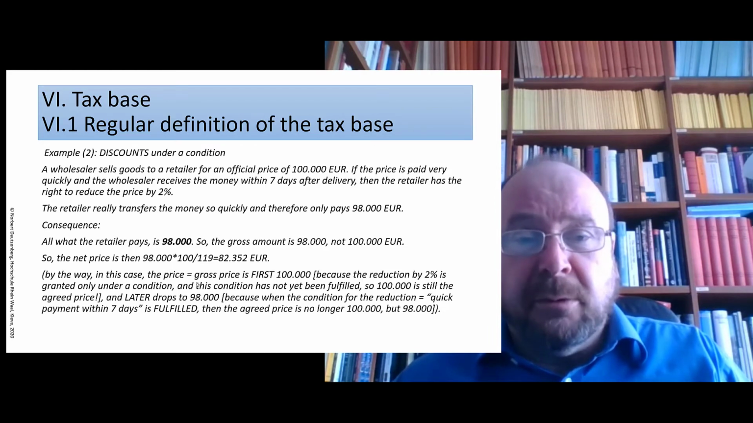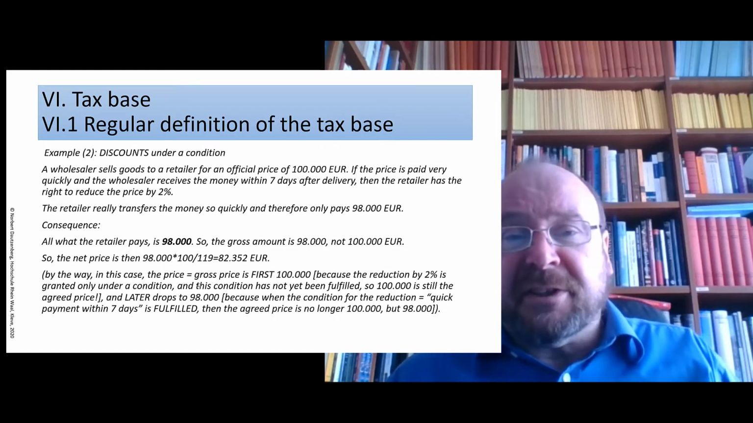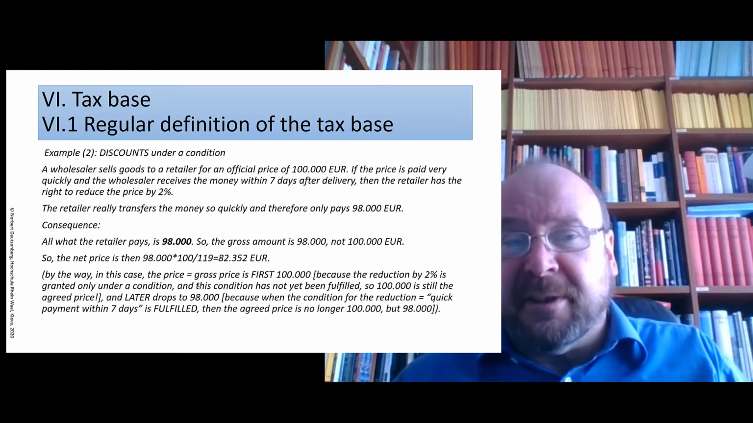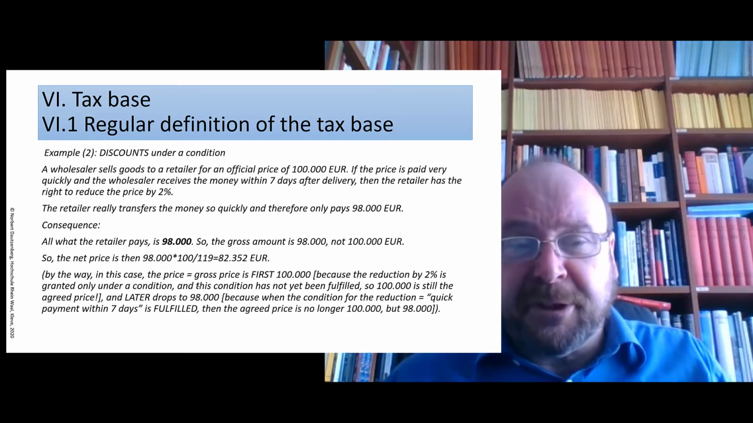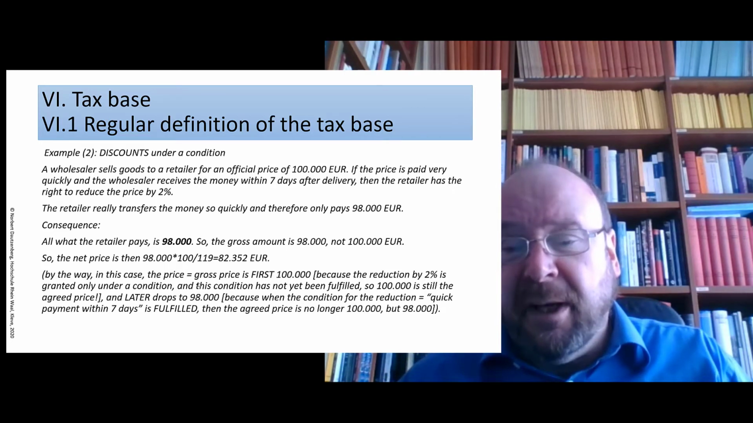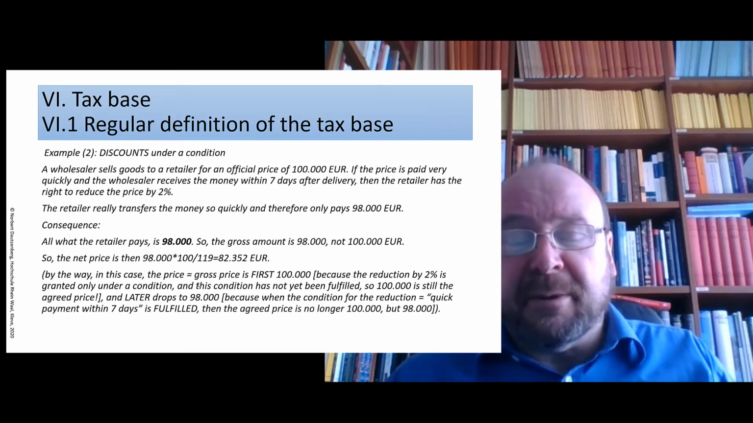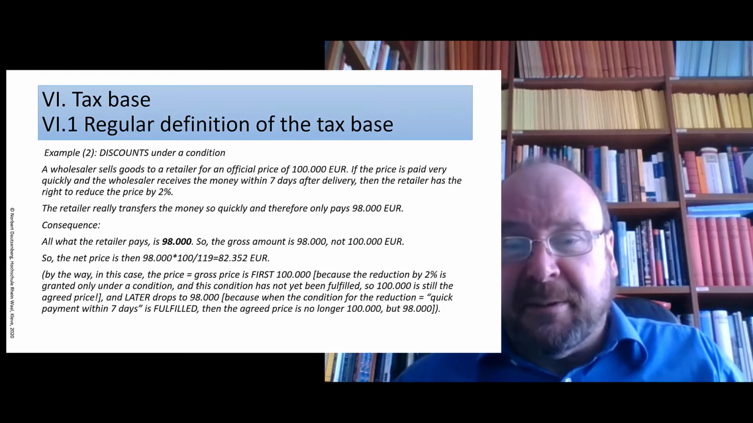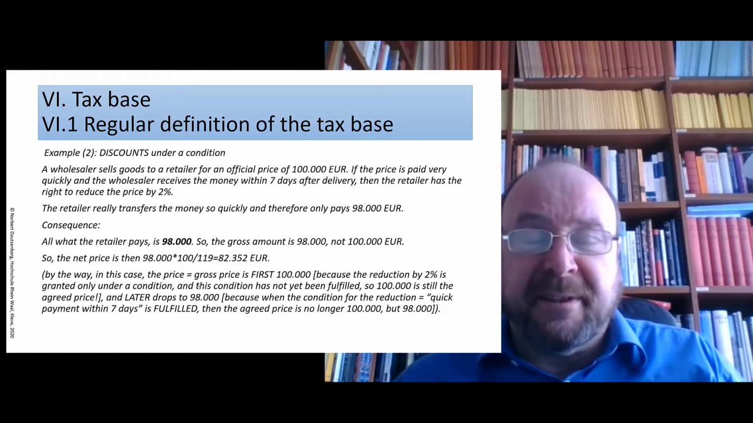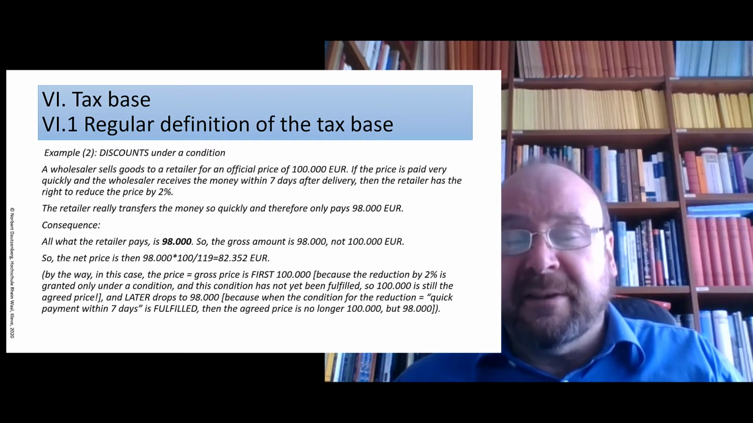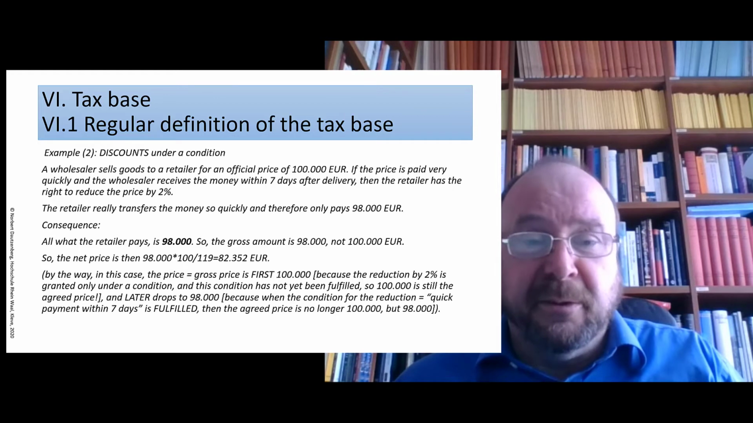That plays no role. That just shows you that a price can change in the course of time. That will be the second subchapter of the tax-based chapter here. But in principle, in the long run, it is clear what the customer pays. So what is definitively at the end the right tax base is 98,000 gross price, so 82,352.